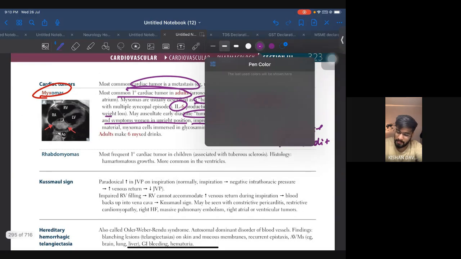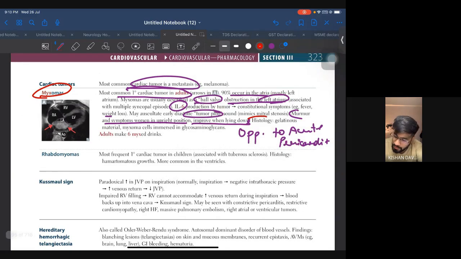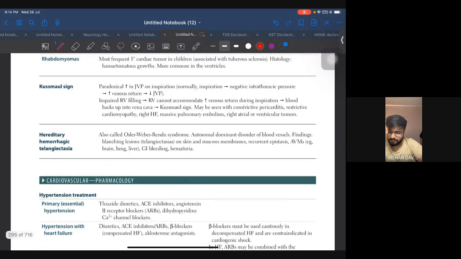Another thing you have to remember here is histology: gelatinous material, myxoma cells immersed in glycosaminoglycan. This is very important. So what are all the things in myxoma? It occurs in the atria, a ball valve obstructing the left atrium, tumor plop sound. When you are lying down it improves, when you are sitting upright the symptoms occur. And histology: gelatinous material, myxoma cells immersed in glycosaminoglycan. Alright, that's it.